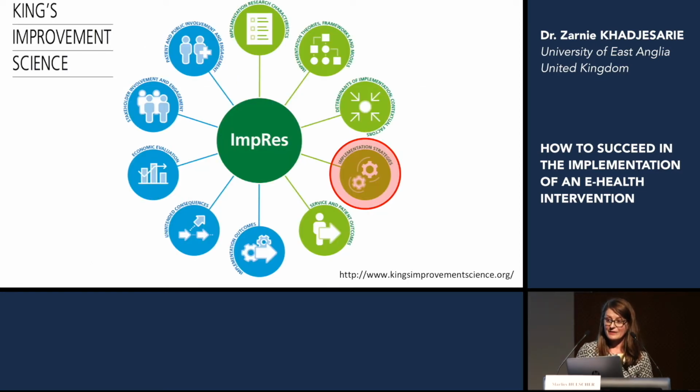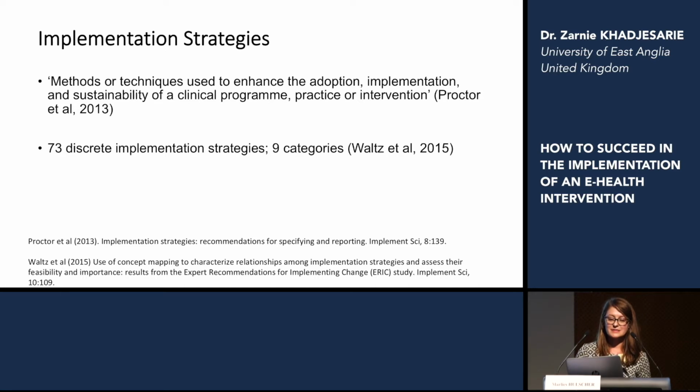So now I'm going to talk a bit more about implementation strategies. These are considered to be methods or techniques used to enhance the adoption, implementation, and sustainability of a clinical program, practice, or intervention. And we've already seen a list of behaviour change methods which are also considered to be implementation strategies. Another team in the US have identified what I don't know if they call it a taxonomy, but basically a taxonomy of 73 discrete implementation strategies. That's not to say that's an exhaustive list, but they put a lot of work into that.